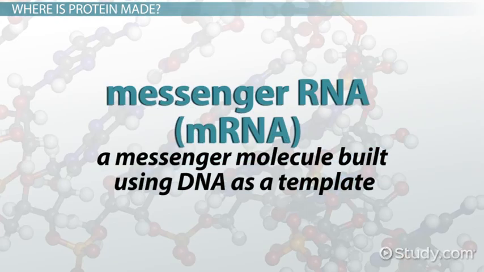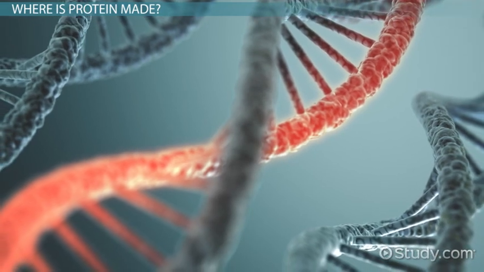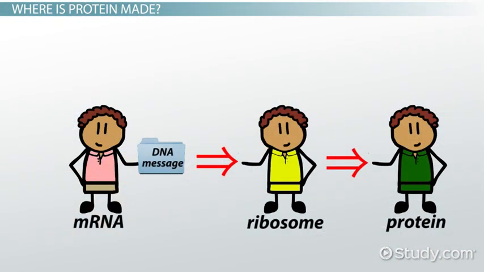The answer lies in a molecule called messenger RNA, or mRNA for short. The mRNA is essentially a messenger molecule built using DNA as a template. This means it contains the same information as DNA, information such as how to make a protein. This mRNA takes the coded message of DNA and carries it outside of the nucleus to meet the ribosome. Once the mRNA and ribosome meet, the ribosome can read the coded message and produce a protein from it.